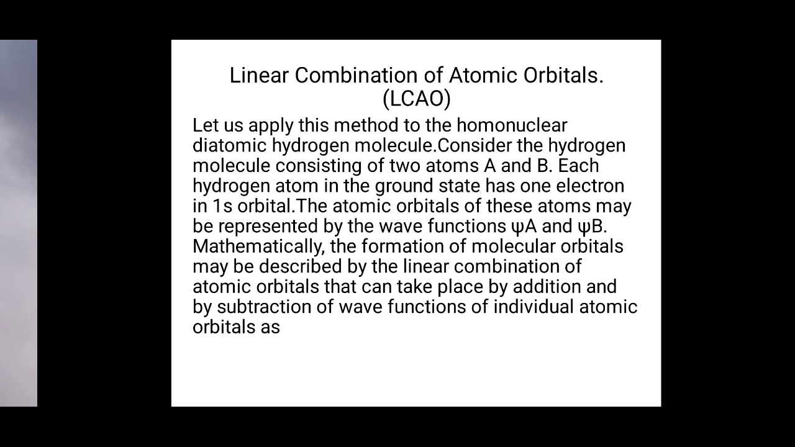So let us apply this method to the homonuclear diatomic hydrogen molecule. Consider the hydrogen molecule consisting of two atoms A and B. Each hydrogen atom in the ground state has one electron in a 1s orbital. The atomic orbitals of these atoms may be represented by the wave functions psi A and psi B. Mathematically, the formation of molecular orbitals may be described by the linear combination of atomic orbitals, which can take place by addition and subtraction of wave functions of individual atomic orbitals.